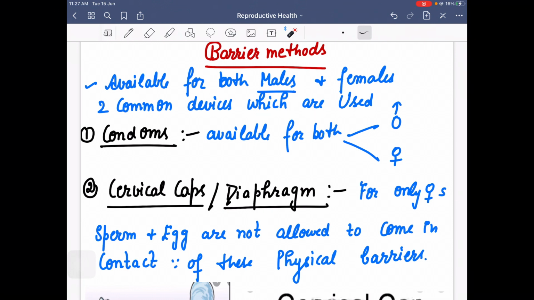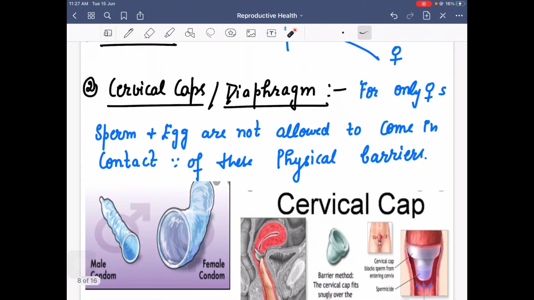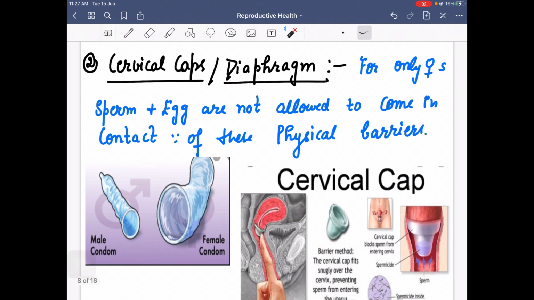And many people have a confusion that condoms are available only for males. No, condoms are available for both males as well as females. That is the first barrier method, a very effective method, which is very commonly used by both males and females. The second method which is very commonly used these days is cervical caps or diaphragms, right?